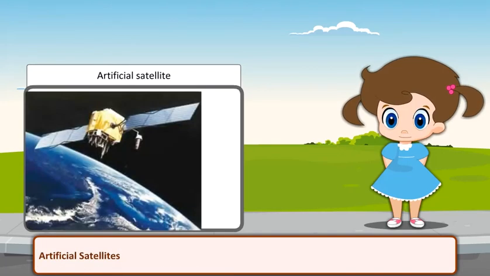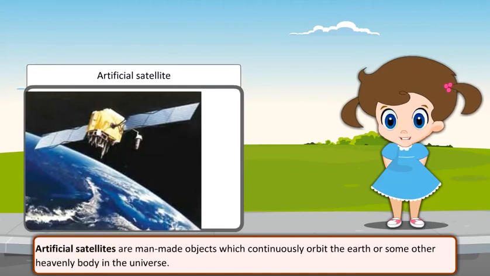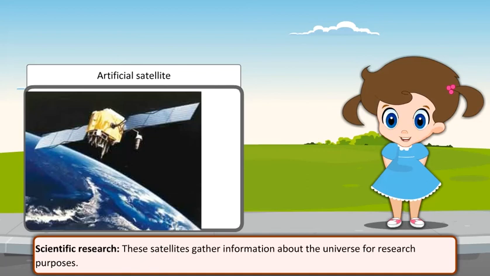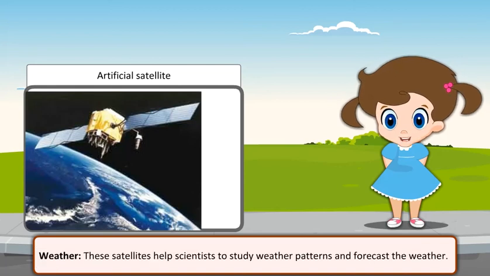Artificial satellites. Artificial satellites are man-made objects which continuously orbit the Earth or some other heavenly body in the universe. The first artificial satellite, Sputnik 1, was launched by the Soviet Union in 1957. Depending upon their uses, artificial satellites are of 6 main types. Scientific research. These satellites gather information about the universe for research purposes. Weather. These satellites help scientists to study weather patterns and forecast the weather.